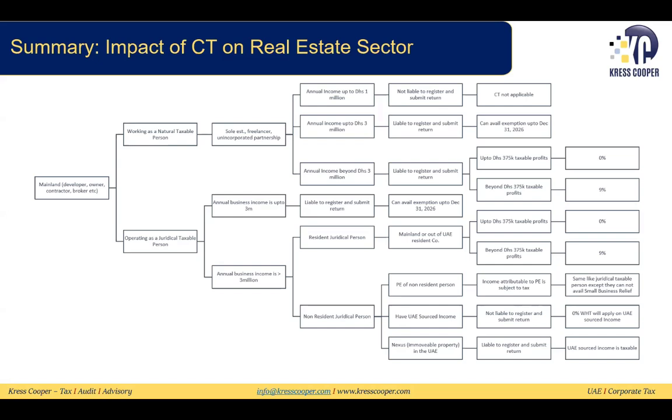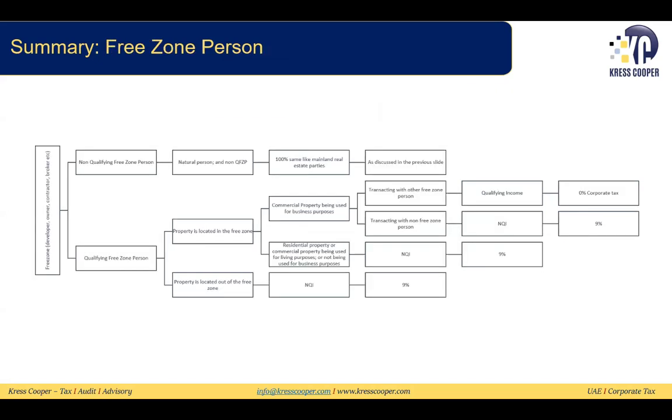If there's a nexus due to owning immovable property in the UAE, they will be liable to register, they will be liable to submit the return, and UAE source income will be taxable here in the UAE. Now, if they are a free zone person, a non-qualifying free zone person can be a natural person or a company, the juridical person. So they will be treated the same as we discussed in the previous slide.